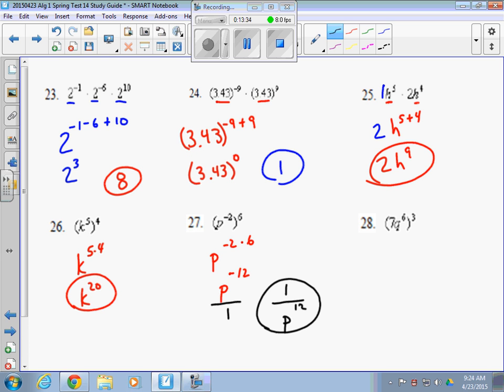7Q to the 6, to the third, everything gets raised to the third. 7 gets raised to the third, and Q to the 6 gets raised to the third. So it becomes Q to the 6 times 3. We know Q to the 6 times 3 is Q to the 18th. And then 7 to the third, 7 times 7 we know is 49. And 49 times 7 is 343. So 343 Q to the 18th.